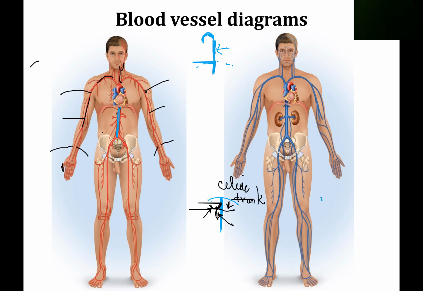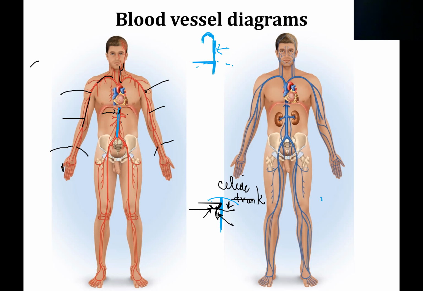So up here on your diagram, you can kind of see the common hepatic artery and a little bit of the splenic, but it doesn't show much of the celiac trunk, but that does come down as a single tube.